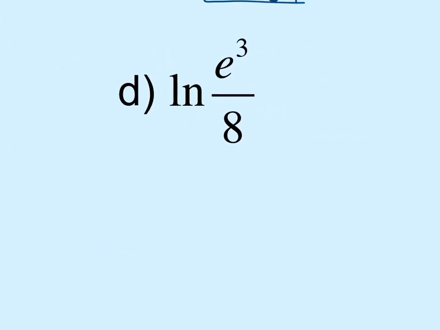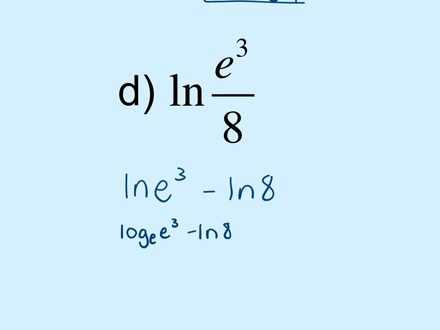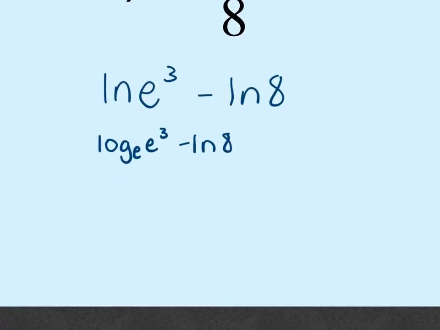D, ln of e to the third over 8. So you've got a product, you've got a power and a quotient. I can separate this out, ln of e to the third minus ln of 8. And then what can I do with ln of e to the third? I could change it so it's log base e of e to the third. Then what? This actually cancels and leaves me with just 3.